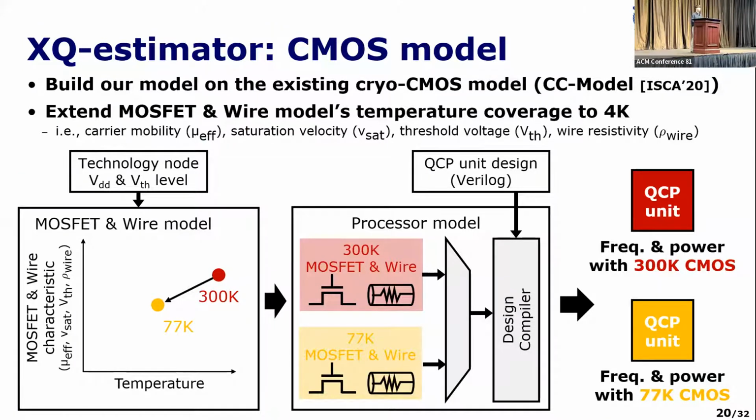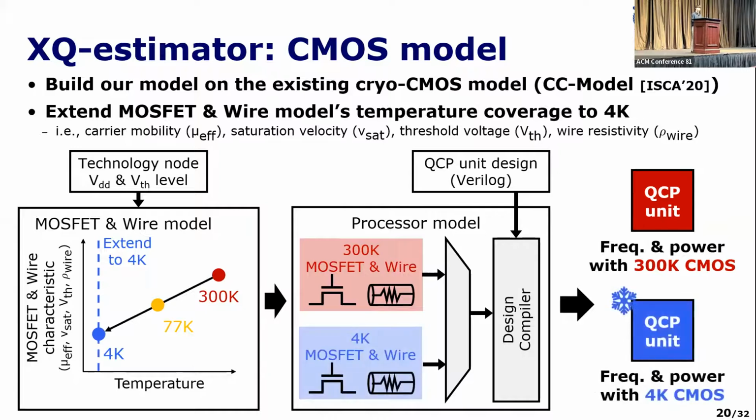We build our model on the existing cryogenic CMOS model, the so-called CC model. CC model predicts the performance of hardware units running at 300 Kelvin and 77 Kelvin. For the 4 Kelvin CMOS model, we extend the MOSFET and wire model's temperature coverage to 4 Kelvin by using the recent 4 Kelvin measurement. As a result, our XQestimator can derive the frequency and power of both 300 Kelvin and 4 Kelvin CMOS units.